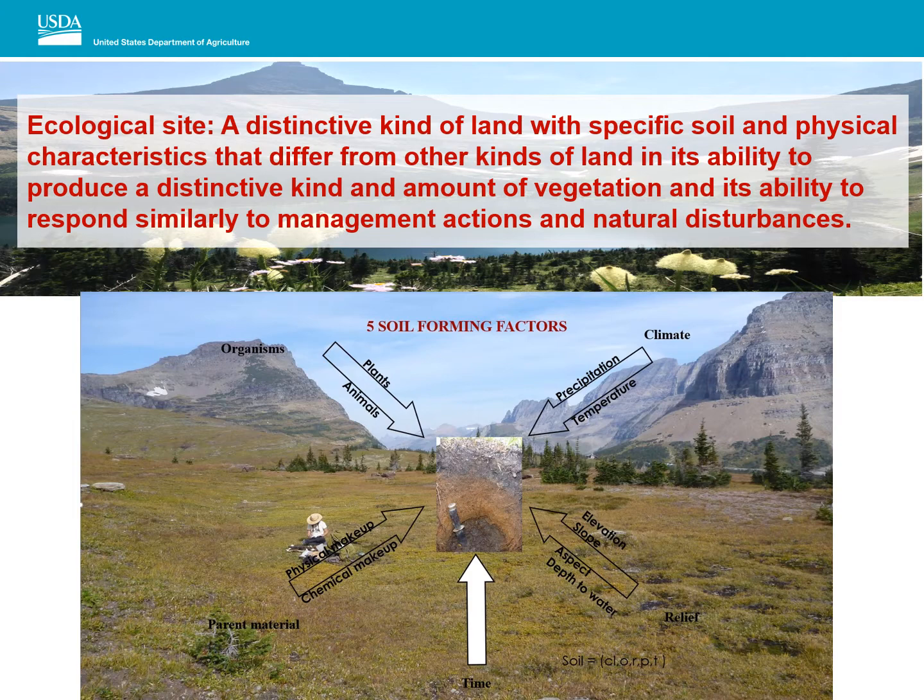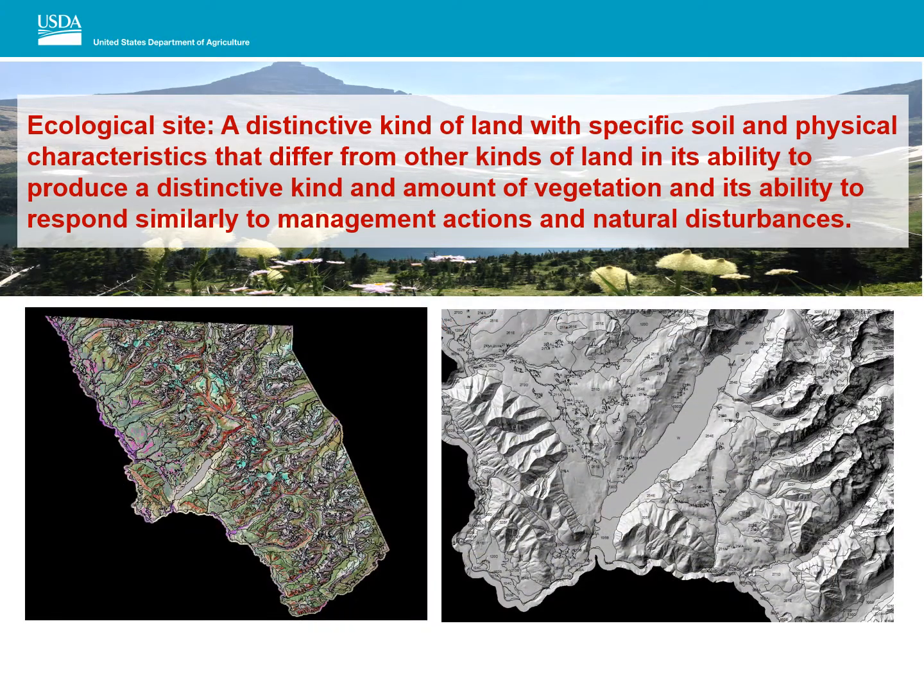Soils are natural bodies which are formed by the integration of the 5 soil-forming factors: climate, organisms, relief, parent material, and time. All have an impact in creating the soil that we see on the landscape. NRCS Soil Survey produces both polygon and raster maps containing soil and vegetation information.